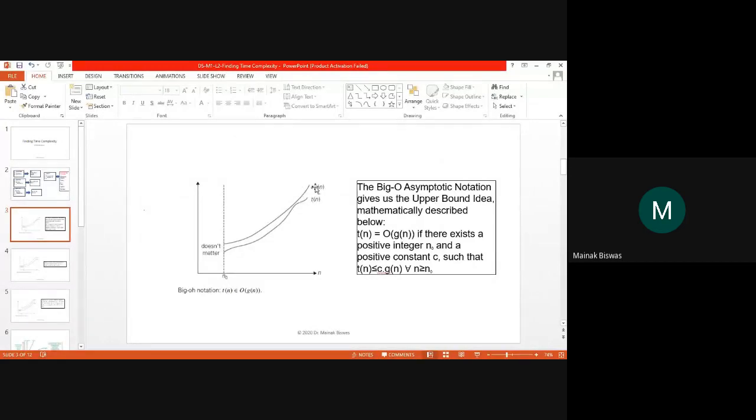So c times g(n) represents the upper function. For a particular value of n0, where n is the input, and for a particular constant c, T(n) may for some time be greater than c times g(n), but over a longer period, when n goes to infinity, T(n) will always be less than c times g(n). This c times g(n), or O of g(n), represents the Big O notation. This is called the Big O asymptotic notation.